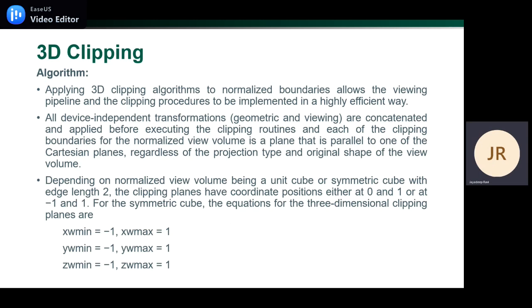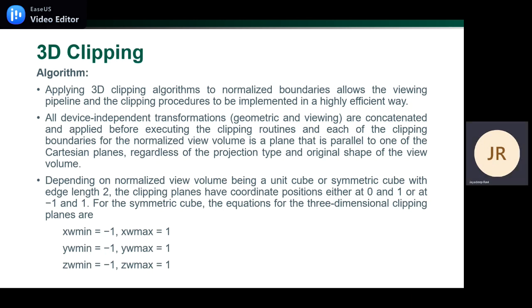These are the steps for the 3D clipping algorithm. Applying the 3D clipping algorithm to the normalized boundaries allows the viewing pipeline and the clipping procedures to be implemented in a highly efficient way. All the device independent transformations are concatenated and applied before executing the clipping routines, and each of the clipping boundaries for the normalized view volume is a plane that is parallel to the Cartesian planes.